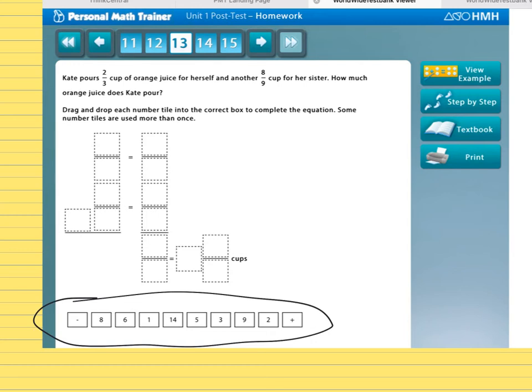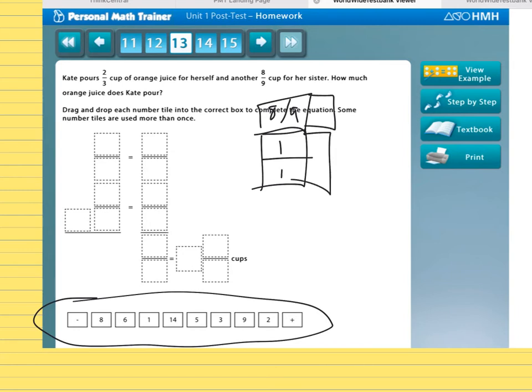So Kate pours 2/3 cups of orange juice for herself. There's the 2/3 cups that she pours for herself, and another 8/9 for her sister. So this is a part whole model. You got 1 cup, 1 cup. That's 2 cups here and 8/9 here. How much juice does Kate pour? So 2/3, 1/3, and 1/3 each one of these. So you need to add up 8/9 and 2/3.